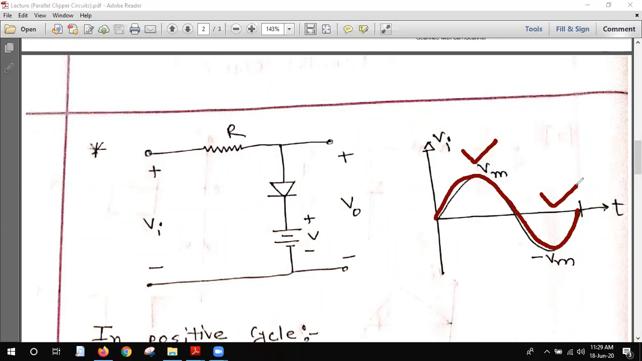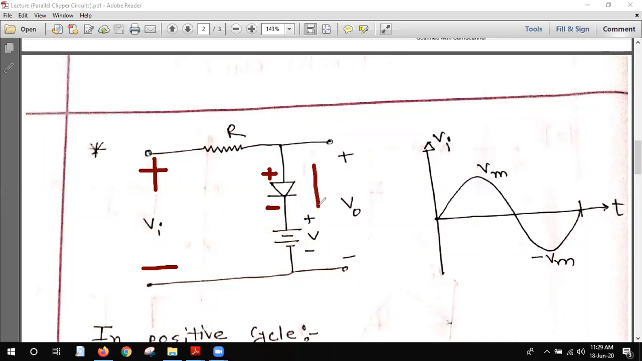So for the positive cycle, let me discuss the positive cycle. For the positive cycle, this Vi is plus and this is minus. The first thing we need to do is check the status of the diode. This is positive, this is negative, my student. This is positive, this is negative, clear.